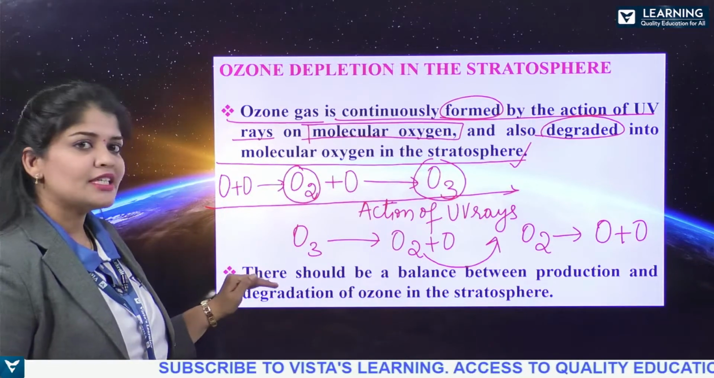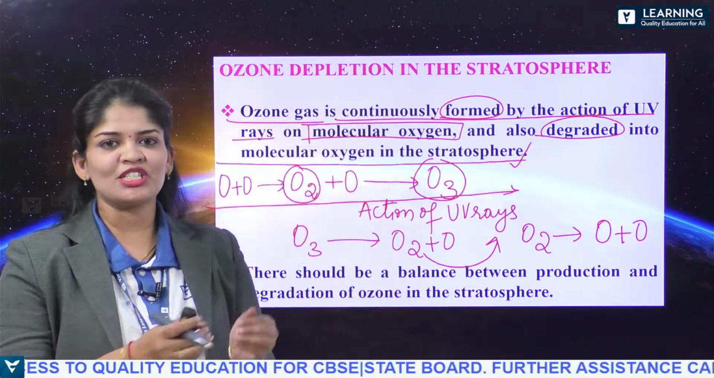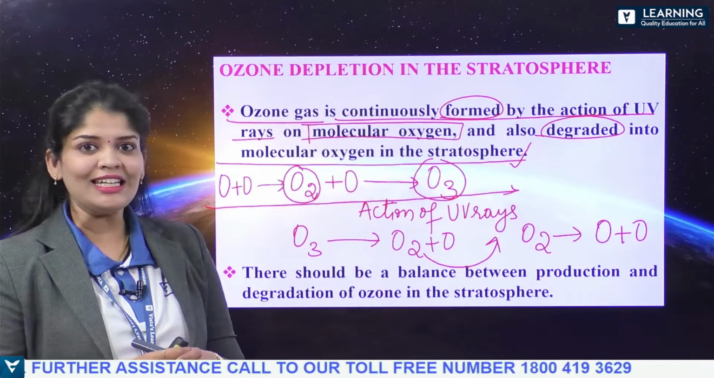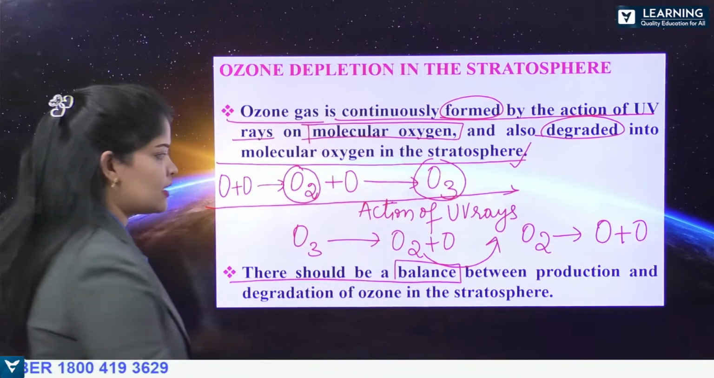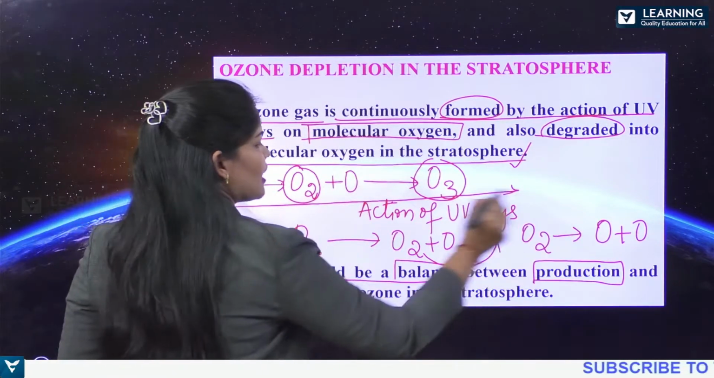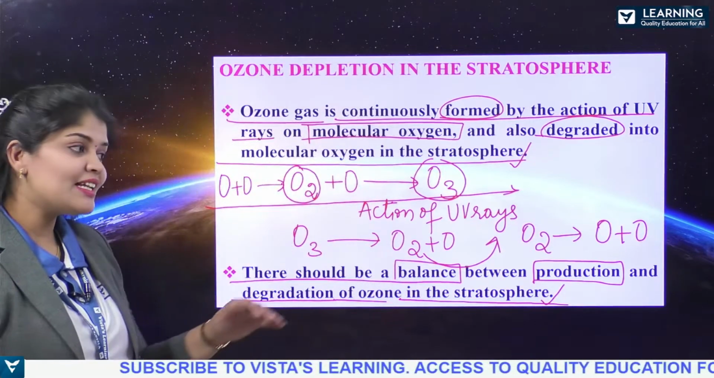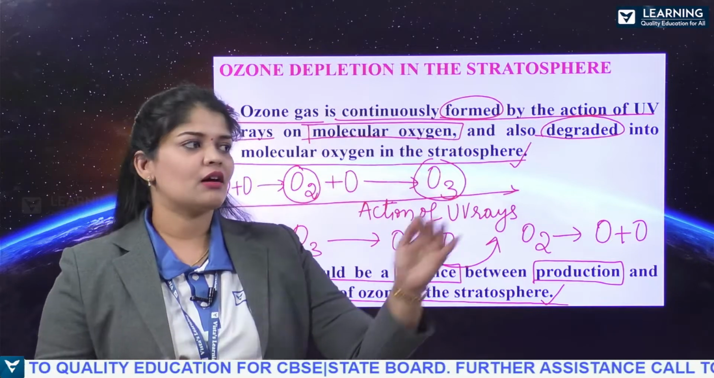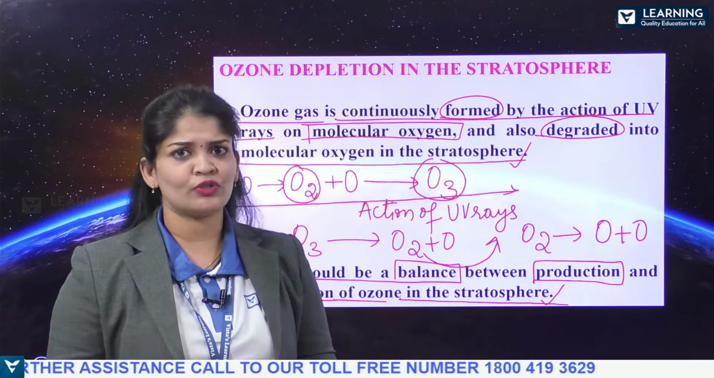And here, the rate at which formation takes place has to be in equilibrium with the rate at which breaking down is taking place. Then only is there a possibility of maintaining the ozone layer at equilibrium rates. There should be a balance between what? Production, that is formation, and degradation, that is breaking down of ozone in the stratosphere. It always has to be synchronized: how much production takes place, that much degradation will take place in the presence of UV light in the stratosphere.